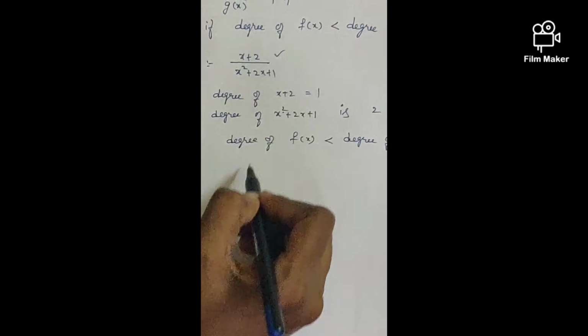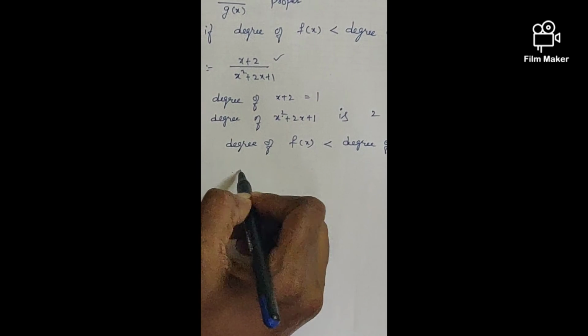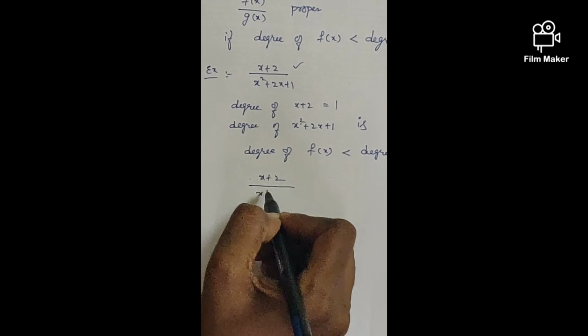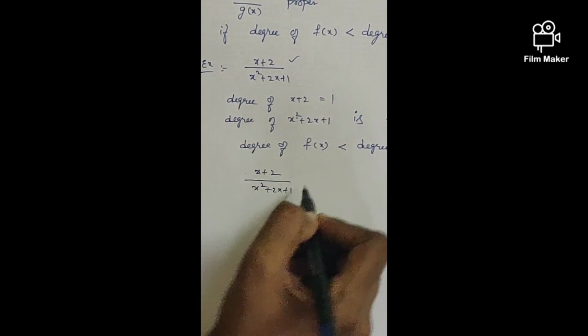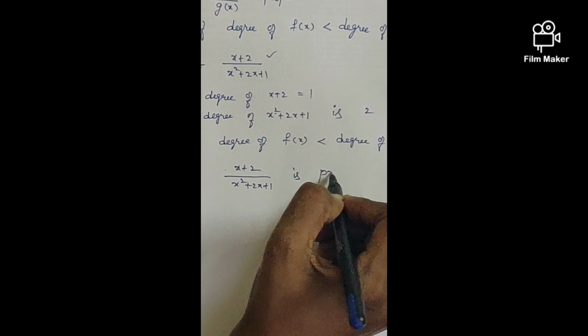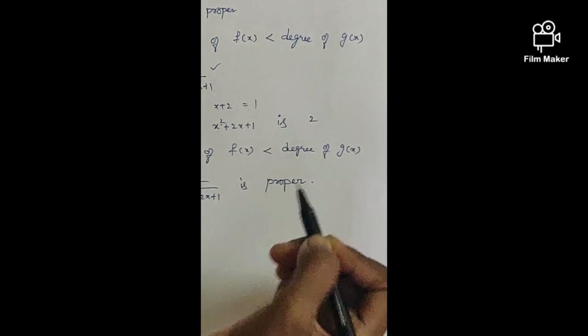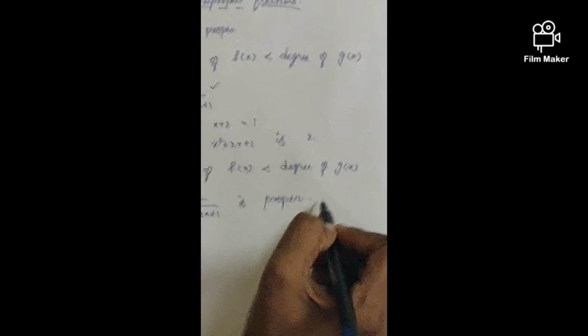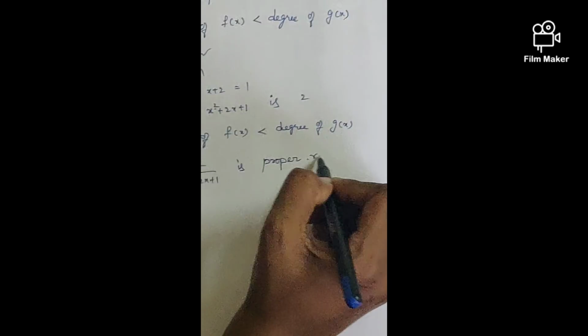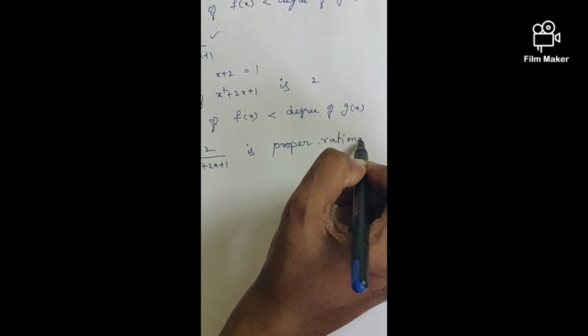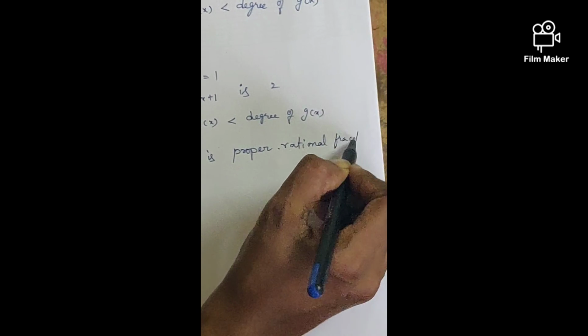Therefore, here (x plus 2) by (x square plus 2x plus 1) is proper. It is a proper fraction. It is a proper rational fraction.